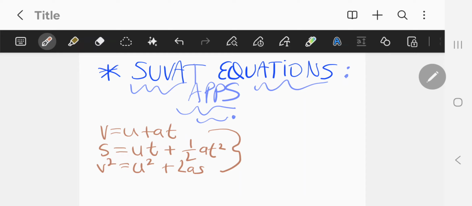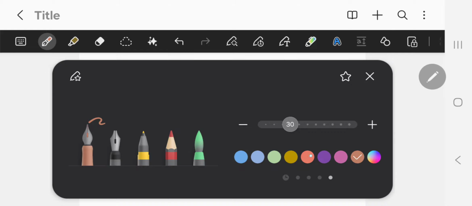Remember, SUVAT is like an acronym. S is displacement, u is initial velocity, v is final velocity, a is acceleration, and t is time. Let's see how these things work. Okay, let's start with the following example.